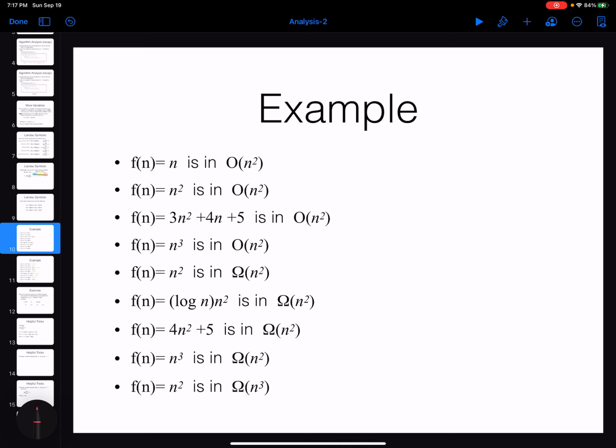Okay, a couple of examples here. Which of these statements are correct and which ones are wrong? The first one is saying f of n equal to n is in big O of n square. So n square is, of course, an upper bound for n, so this is going to be correct.